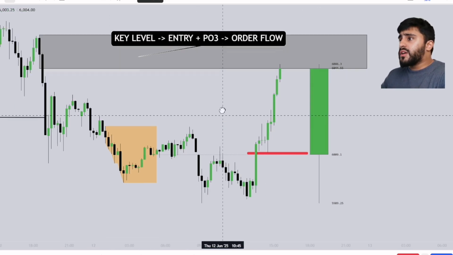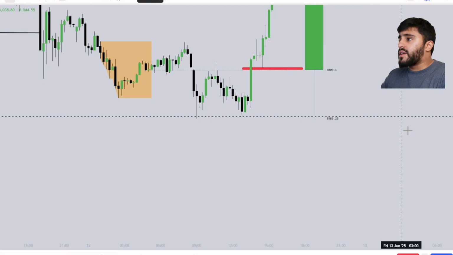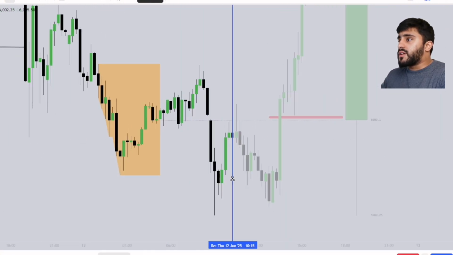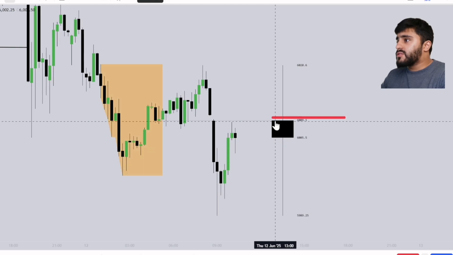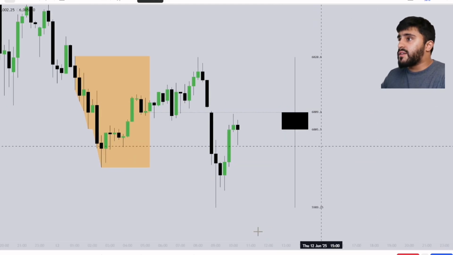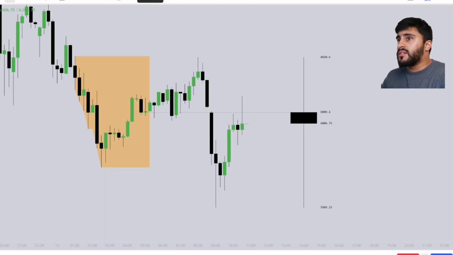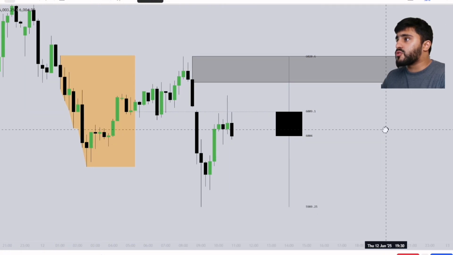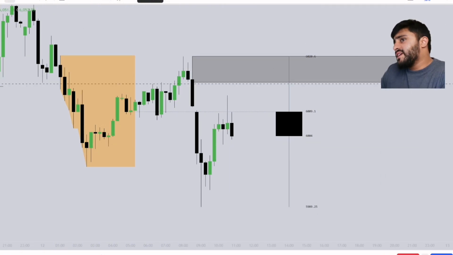Now, I just want to go over a few things. How do you correctly find the right fair value gap? I'm going to give traders a little bit of a nugget here, just so you can understand. A lot of traders will look at this London fair value gap and they will try and trade from here, and technically it does tick all the boxes.